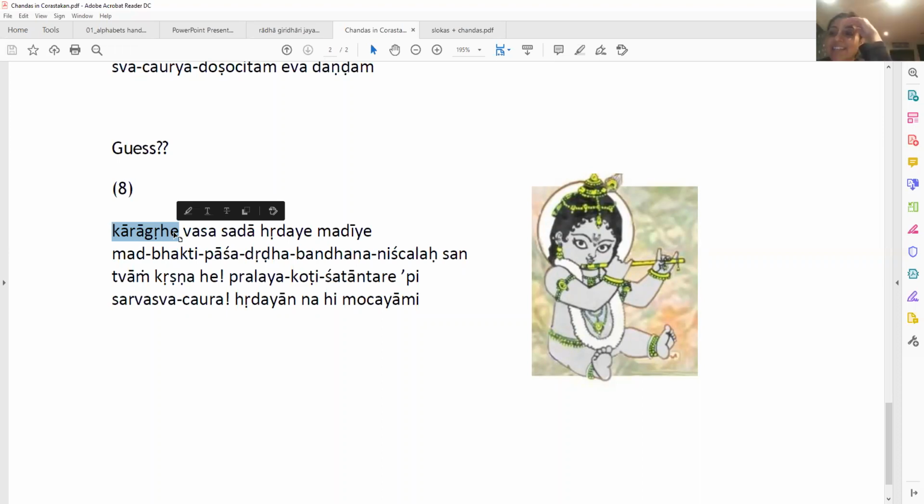Yeah, that makes sense. And I think that's a beautiful tune. If it fits this shloka, then yes, why not? It's a very beautiful tune.